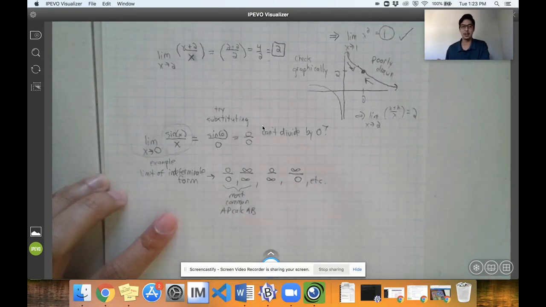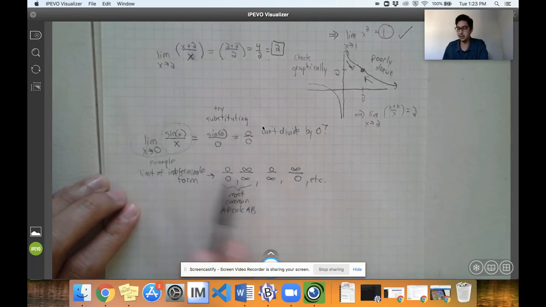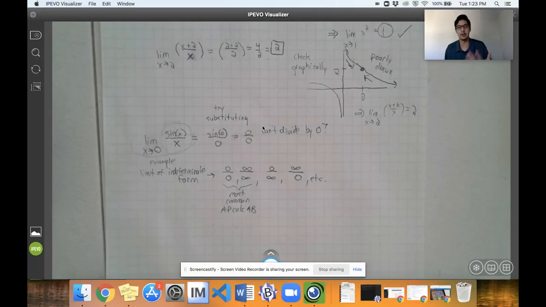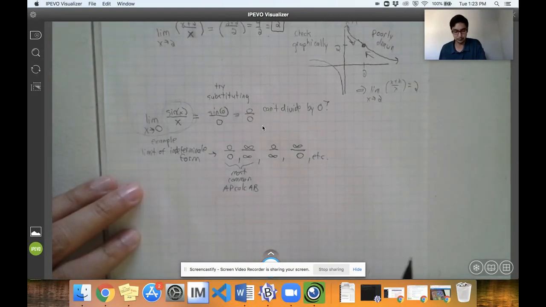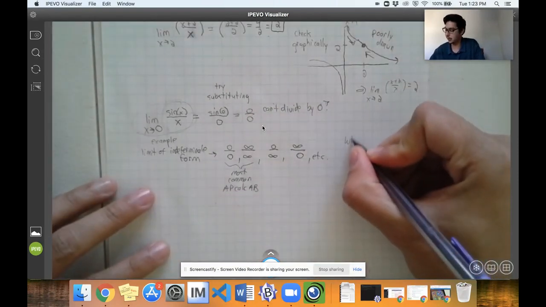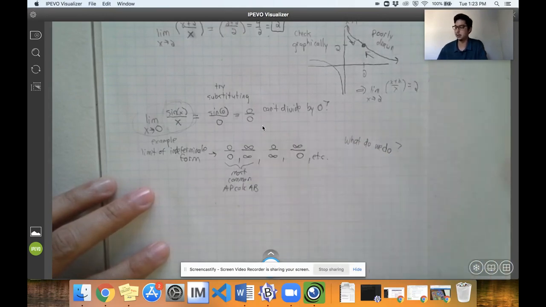But the idea is if you ever come across a problem where, when you're trying to evaluate a limit by just substituting, you get one of these forms, that's called an indeterminate form. So we need a method for calculating this. Now, this lesson, we're building up to it. So how do we do this? What do we do to solve this?